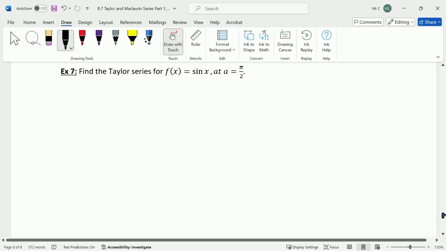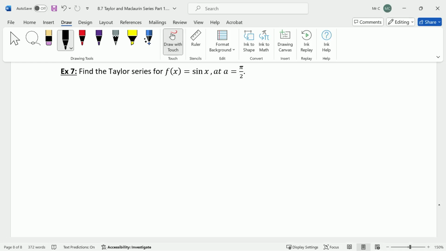Find the Taylor series for sine of x at a equals pi over 2. So up to this point in this section, we did focus entirely on Maclaurin series rather than Taylor series. There's really no difference between the two meaningfully, except that the Taylor series can be centered anywhere, so you might have to plug in different a values. So we're just going to do one example of that.